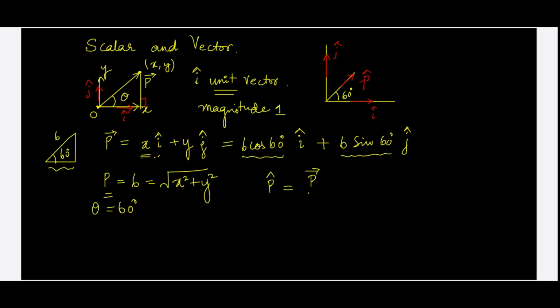So how do we determine P cap? It is the vector P divided by the magnitude of the vector P. So this is simply cos 60 degrees I cap plus sine 60 degrees j cap. This will be another unit vector just like I cap and j cap. You have P cap, which is the unit vector along P. Now your vector P can be written as P times P cap.